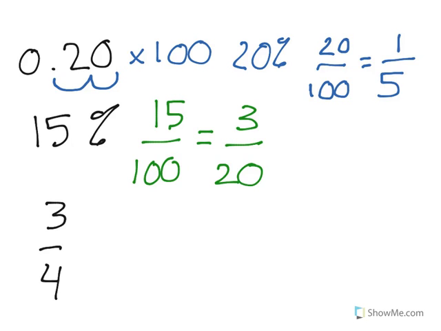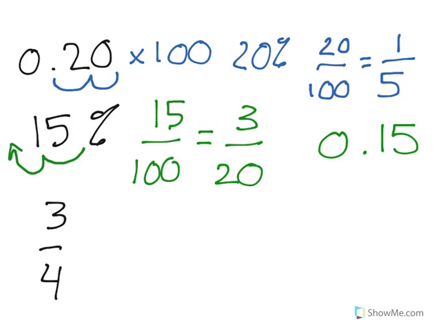So that's that example. And then in order to get from 15% into a decimal, we're going to work backwards. So instead of multiplying by 100, we're going to divide by 100. 15 divided by 100, we're just going to move the decimal 2 spots to the left, and that's going to give us 0.15.